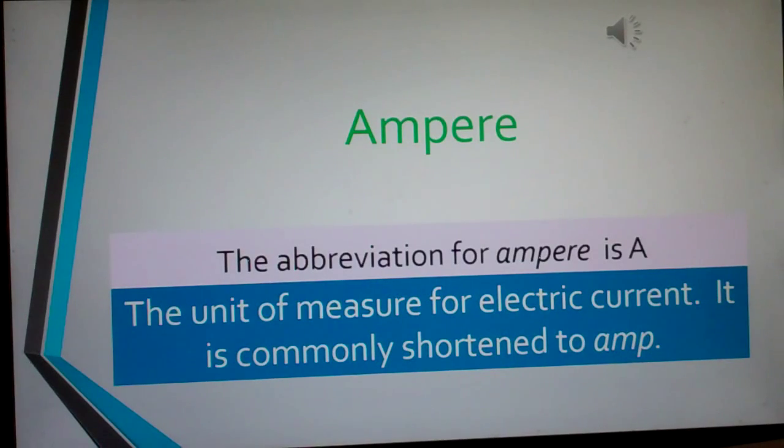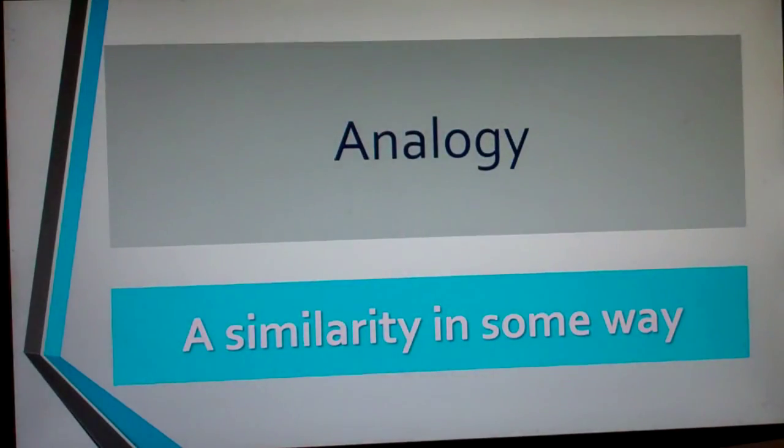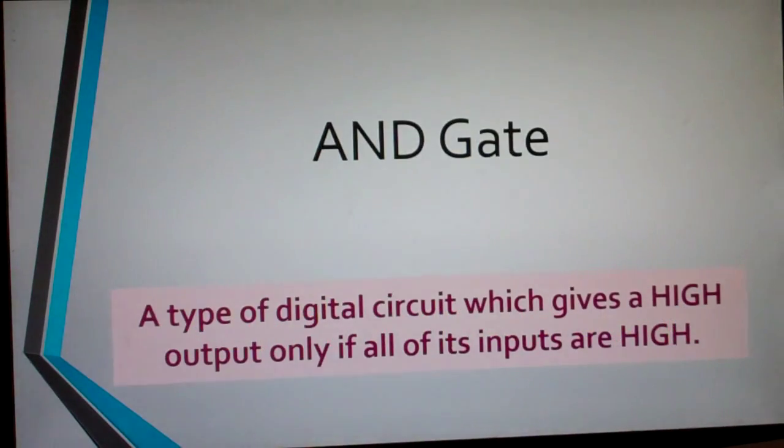Ampere. The abbreviation for ampere is A, the unit of measure for electric current. It is commonly shortened to amp. Analogy, a similarity in some way. AND gate, a type of digital circuit which gives a high output only if all of its inputs are high.